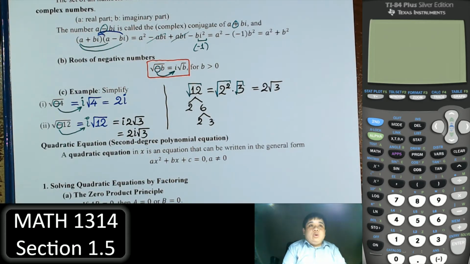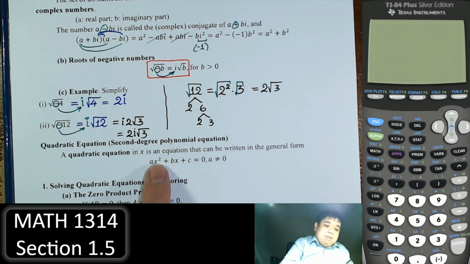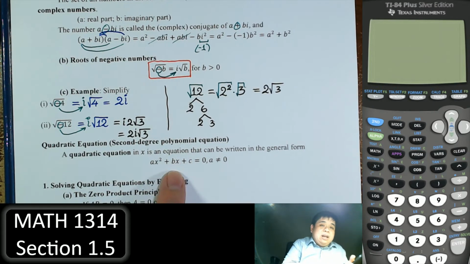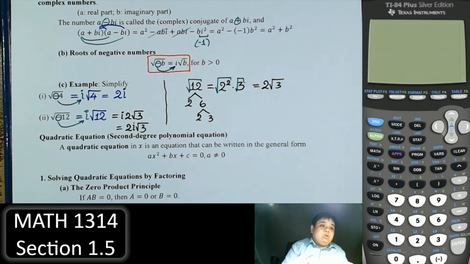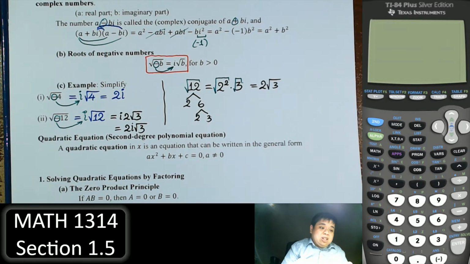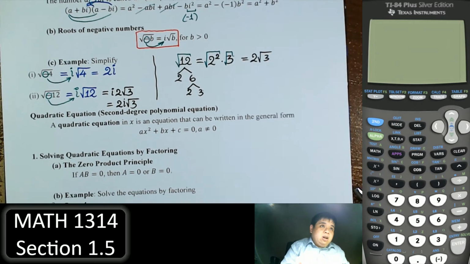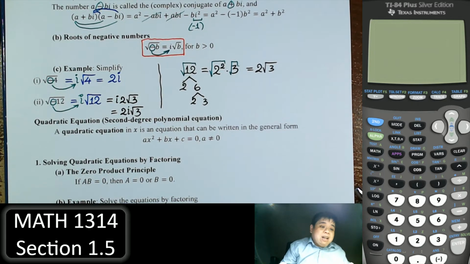Now back to quadratic equations. A quadratic equation is just an equation where we have a second degree polynomial. So the highest term is going to be x squared, and then we have an x and a c. Simple enough. In this section we learn different ways to solve quadratic equations. In particular, there will be 3 different methods. The first one is factoring.